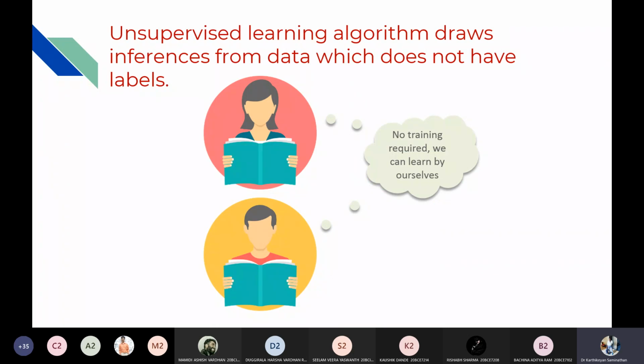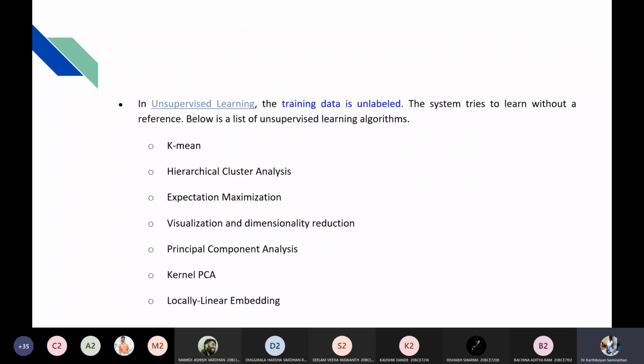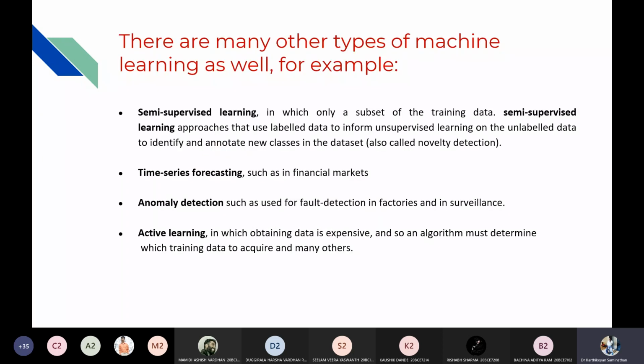Here no training is required. We can learn by ourselves based on the observations. Here also there are different techniques used. One is the k-means clustering algorithm, hierarchical clustering, expectation maximization techniques, visualization, dimensionality reduction, PCA, kernel PCA, and locally linear embedding. These are some famous unsupervised learning algorithms. We will see k-means and dimensionality reduction in the upcoming syllabus.